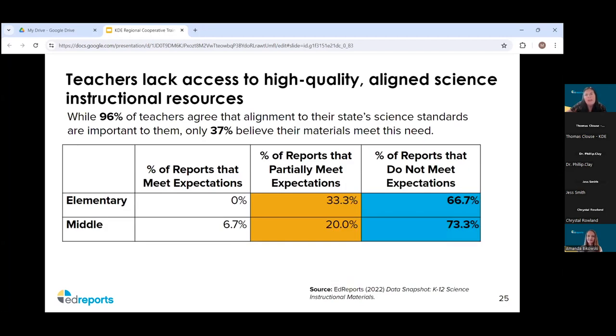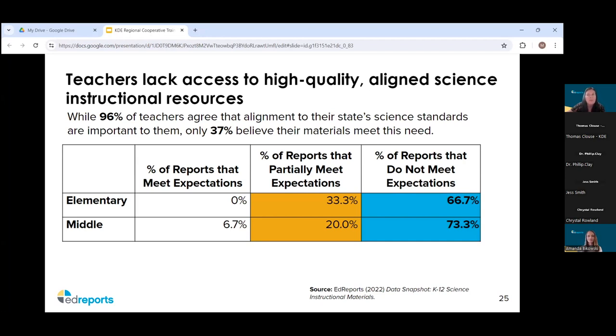As we look ahead to the future of science education, it's important to acknowledge the limited number of high-quality science resources. According to the State of the Market survey, 96% of science educators agree that having science instructional materials aligned to their state standards is crucial. However, only 37% believe their current materials meet this need.